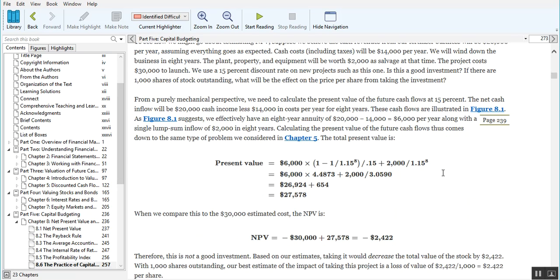Well, we calculate the present value of the flow of future payments, an annuity, $6,000 a year. We're going to calculate that 1 minus 1 over 1.15 to the 8th power, all of that divided by 15%. Now this, by the way, is the present value of an annuity. That's what we're looking for there. And we're going to add to that the lump sum payout and the present value of that, which is $2,000 divided by 1.15 to the 8th power. We do the math on this and we get $27,578.